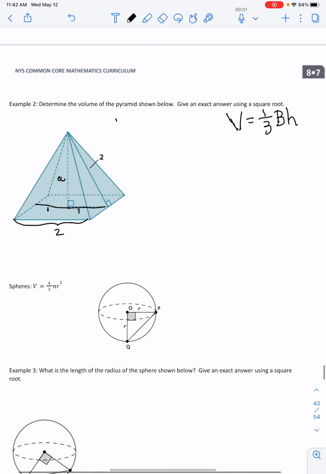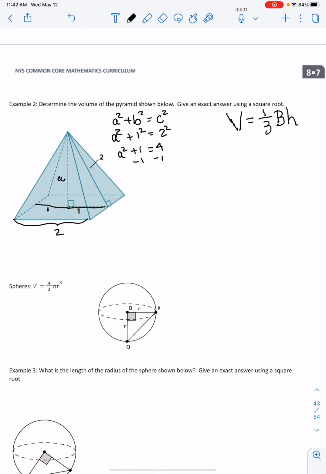So I have a squared plus b squared equals c squared. So I have a squared plus 1 squared equals 2 squared. So I have a squared plus 1 equals 4.